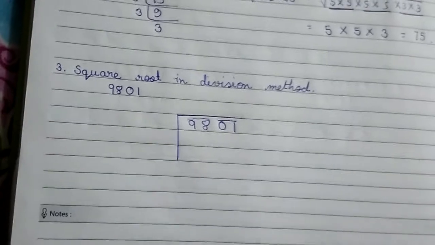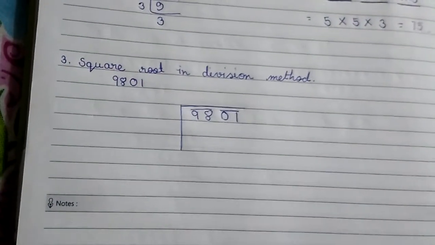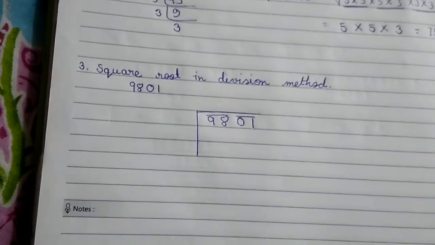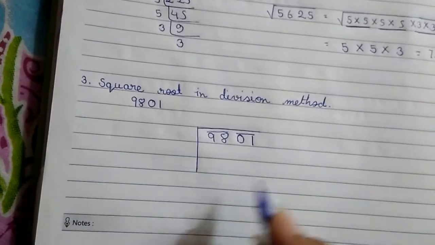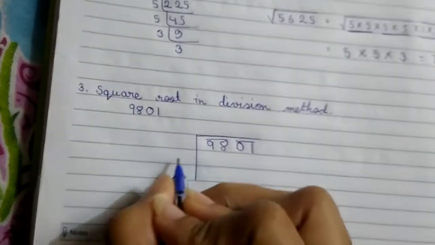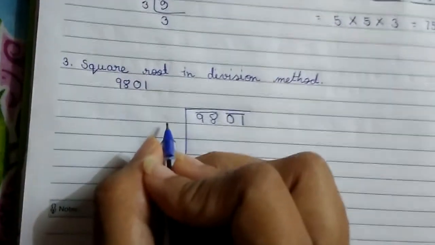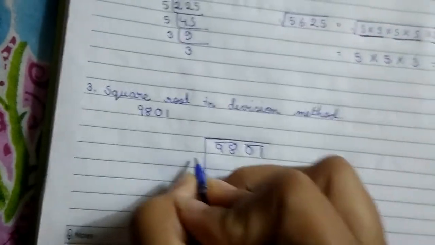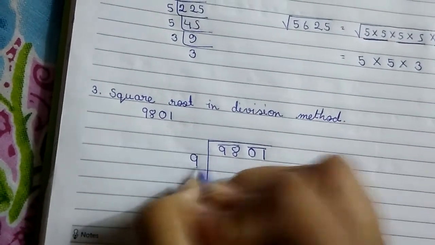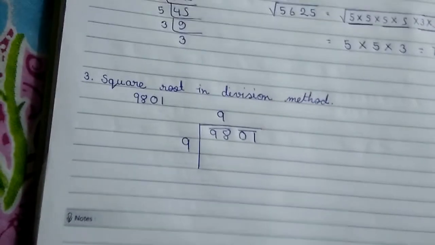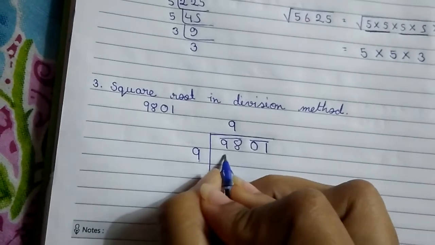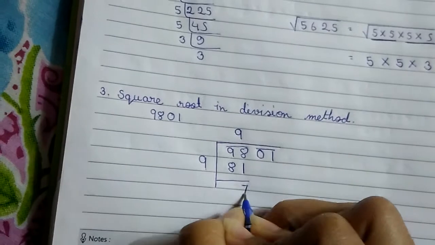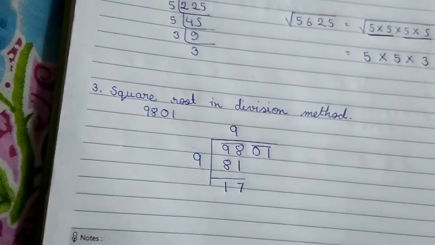Now you have to find which number's square is similar to 98. Now 9 nines are 81 and 10 tens are 100. 100 is greater than 98, so you have to take 9. 9 nines are 81, so we will put 9 here. Now we got 81. You have to subtract it, you will get 17.